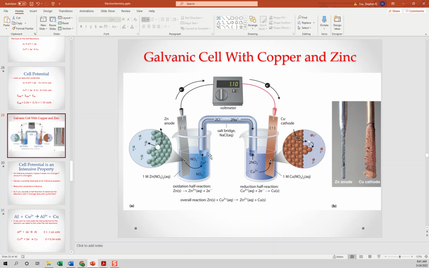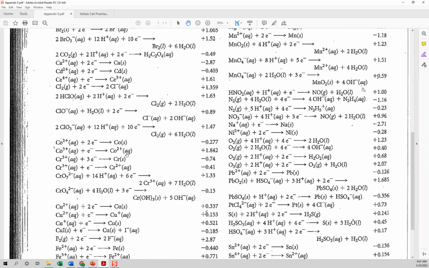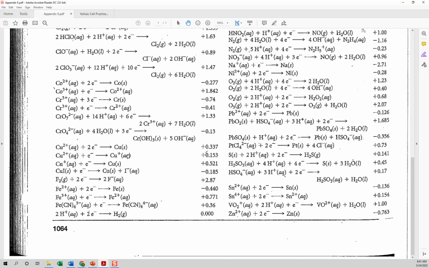And then how did we get this voltage number? Well, we probably looked up the reduction potentials. Now, here's the oxidation half reaction. To figure out what that potential is, you would have to go to your Appendix E, find the zinc reduction potential, and reverse it. So let me show you what I'm saying. We want zinc solid yields zinc 2 plus plus 2 electrons. But if we go to Appendix E, let's find the zinc one. Where is it?